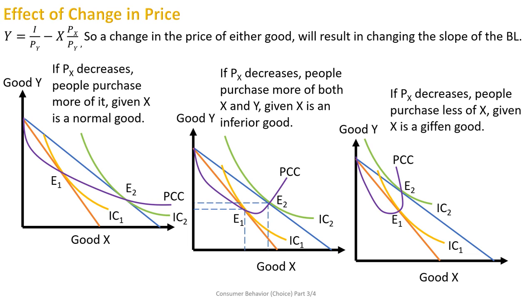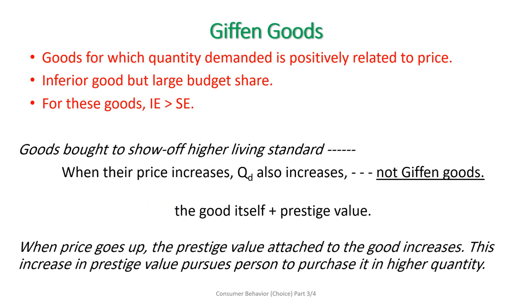Giffen goods are those goods for which the quantity demanded is positively related to the price. These commodities are in fact inferior goods, but they have a large share in the budget. And for these goods, the income effect is greater than the substitution effect. For the last point, we shall come to it later. Students, remember, the Giffen goods case is a very special case. The examples of Giffen goods are hard to find in real life.